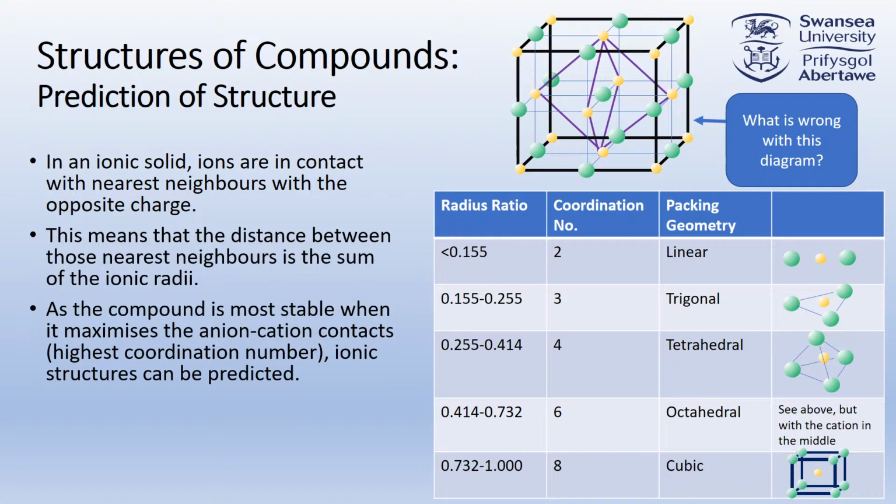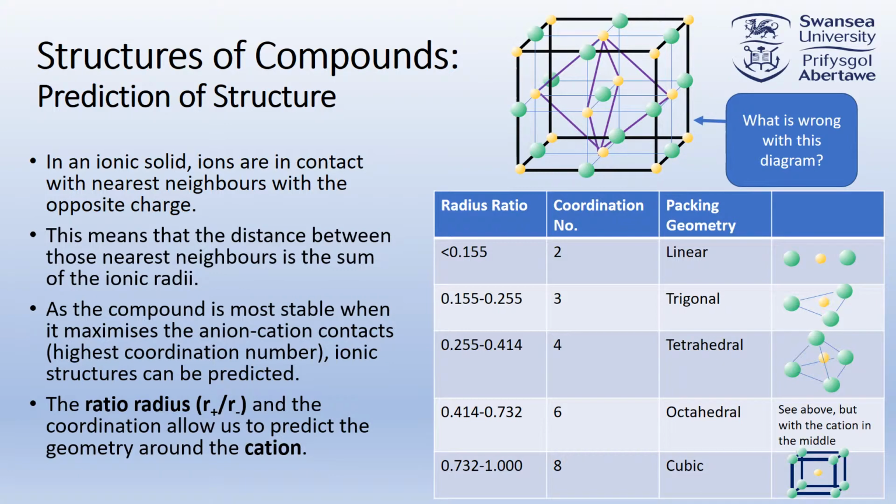So when it's got the highest number of nearest neighbours, or the highest coordination number, we can predict our structures, which are going to be linear, trigonal, tetrahedral, octahedral, or cubic. We can do this by looking at the ratio of the ionic radii involved within those bonds, and also by using the coordination number. We can very closely predict that packing geometry around the cation.